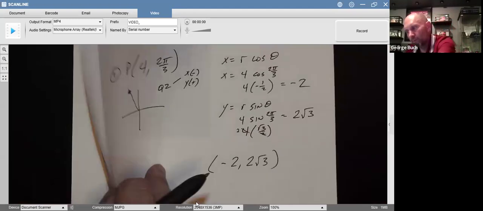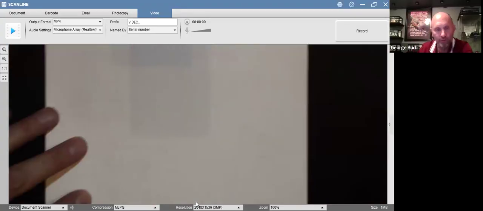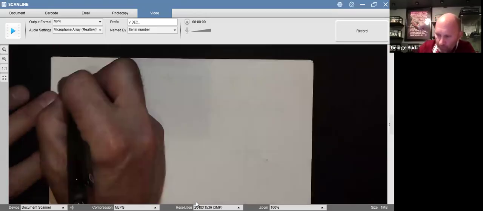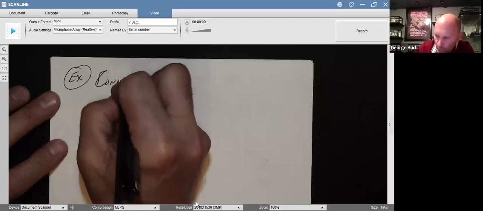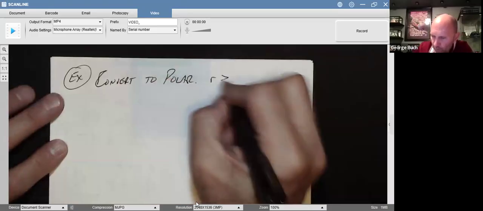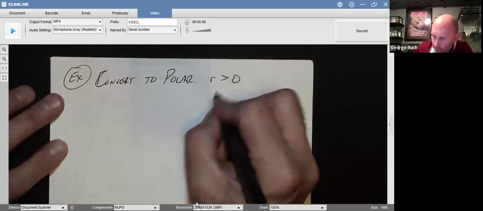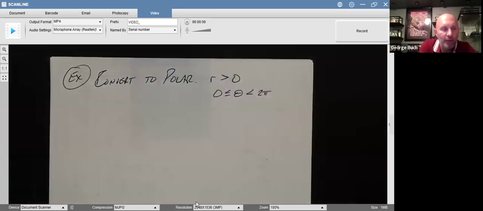Well, let's go the other way. Given rectangular coordinates, find the polar equivalent. So convert to polar. And I want r to be greater than 0, and theta is between 0 and 2 pi. So I don't want an answer like 141 pi over 3. That's not going to cut it. So we want a value of theta that's between 0 and 2 pi. We want an r that is positive.